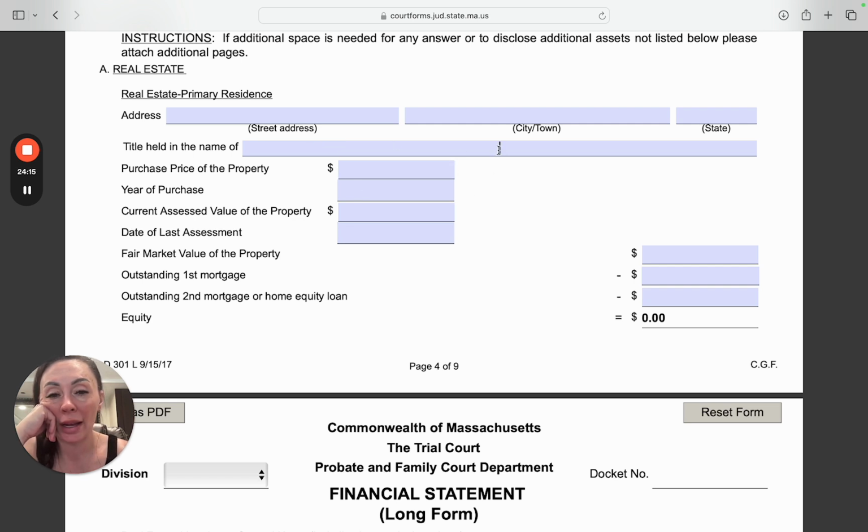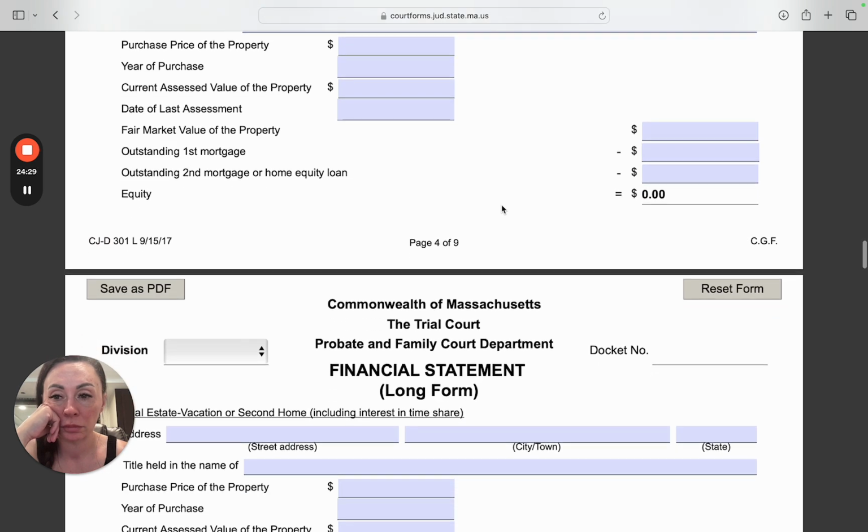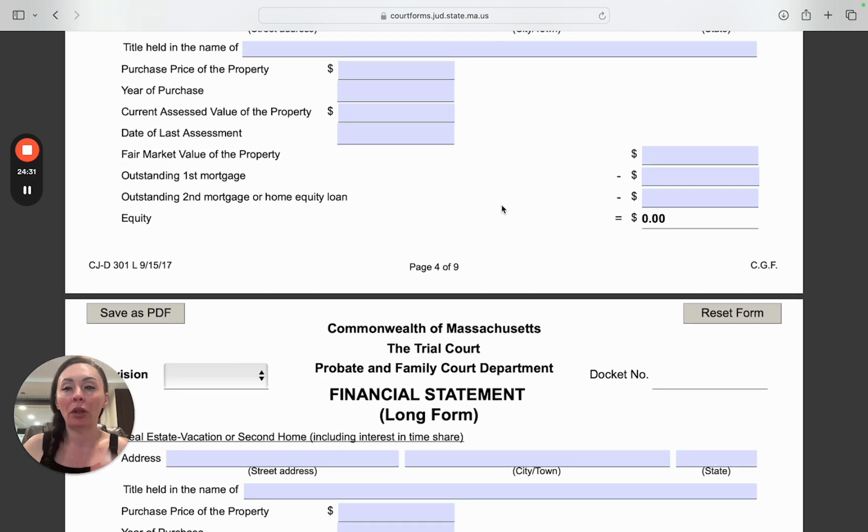So you can go ahead and write however the title is at the Registry of Deeds. If you're not sure, leave that blank and leave that for your lawyer, and they can fill that in for you. But if you know the information, you can go ahead and fill it in. The purchase price of the property is what you paid for it. Year of purchase, that's self-explanatory.